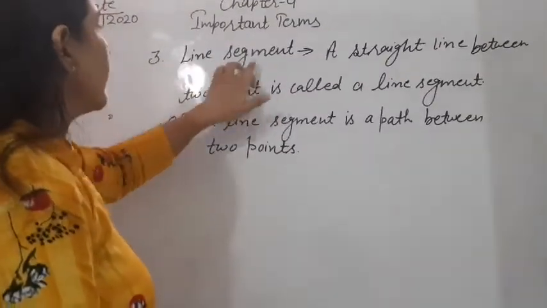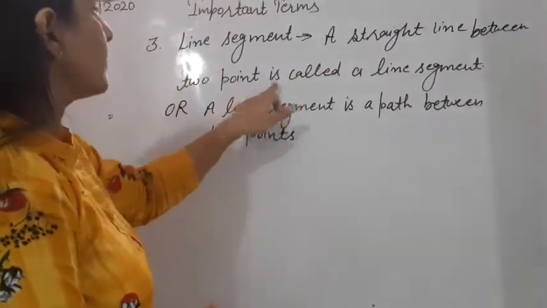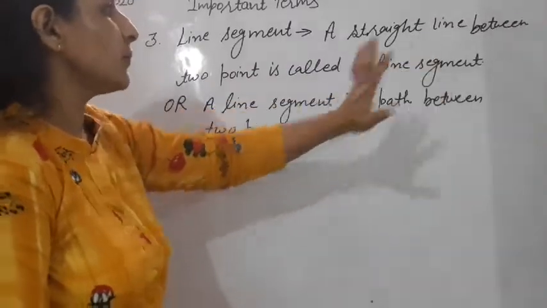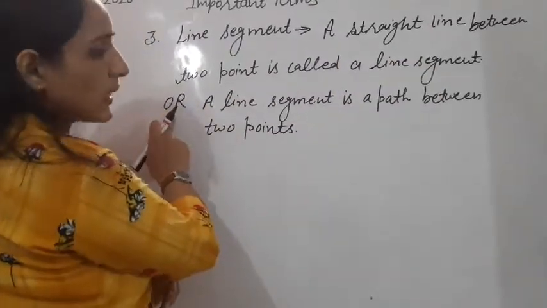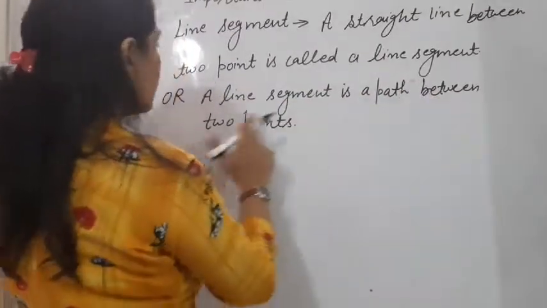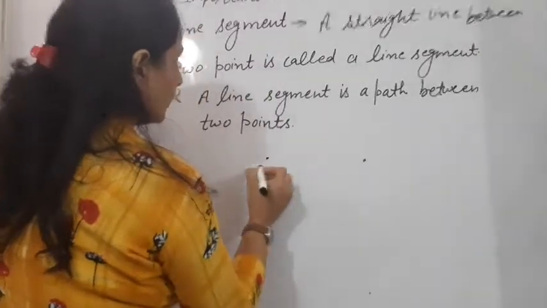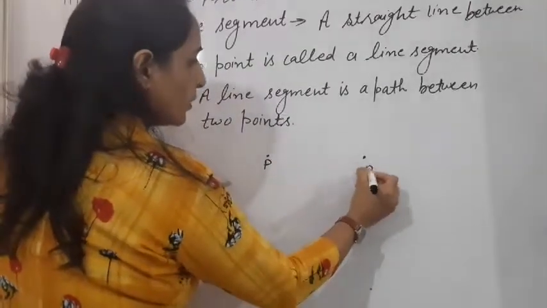Now the line segment. A straight line between 2 points is called a line segment. It means that a line segment is a path between 2 points. Here I am taking 2 points, point P and point Q. Clear?